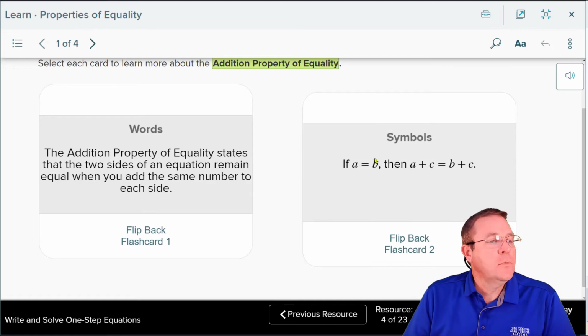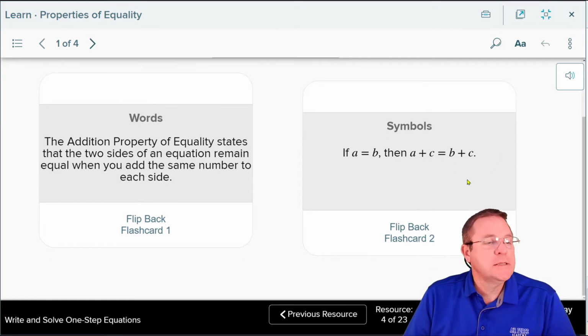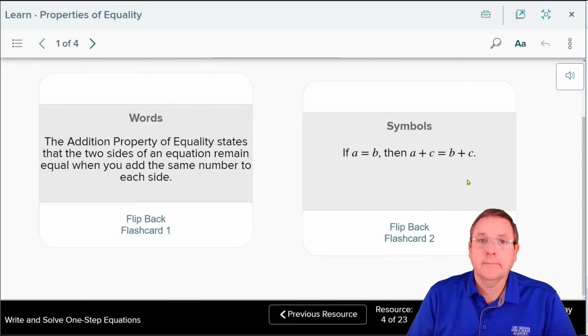Looking at that in symbols, we could say if A is equal to B, then A plus C is equal to B plus C. They added C to both sides, and that's okay. It kept the equation to be the same exact thing.